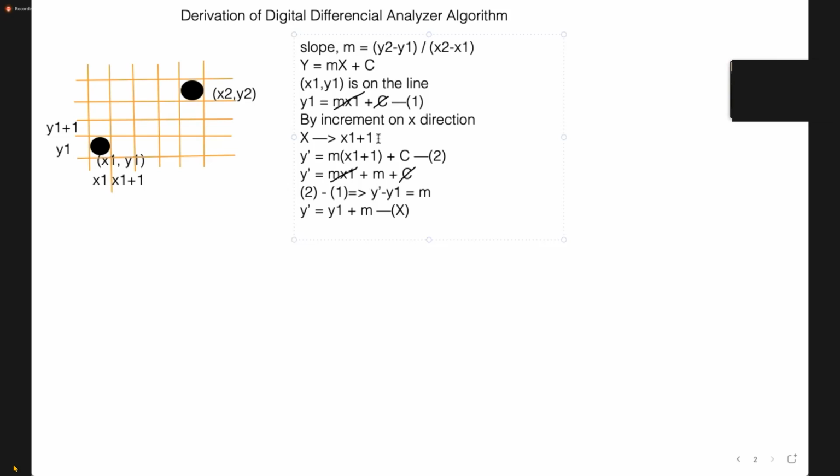Therefore, we have to get the y dash by rounding off the value y1 plus m. So always this is the way we have to calculate. When you calculate, okay, suppose we have calculated y1, then the y dash is known. What is the next point? Then for the y dash, that may be y double dash. Y double dash equals y dash plus m.